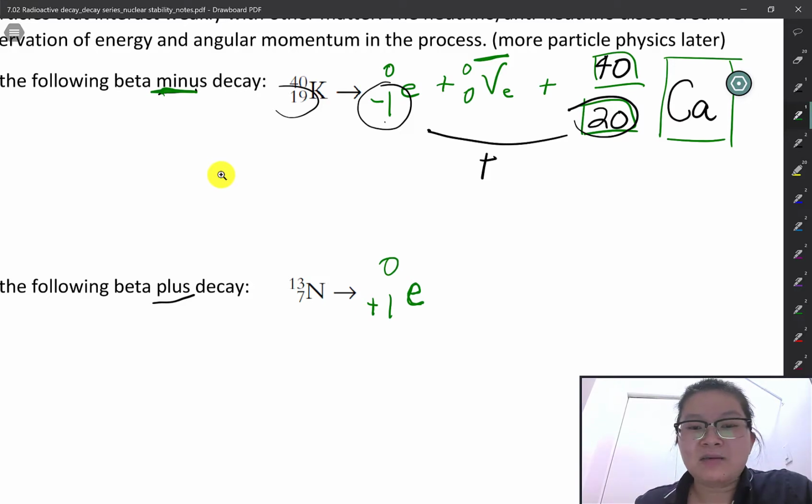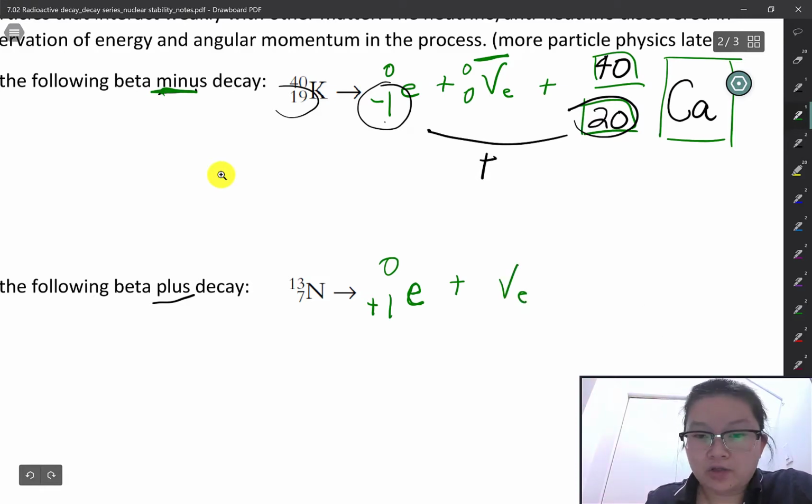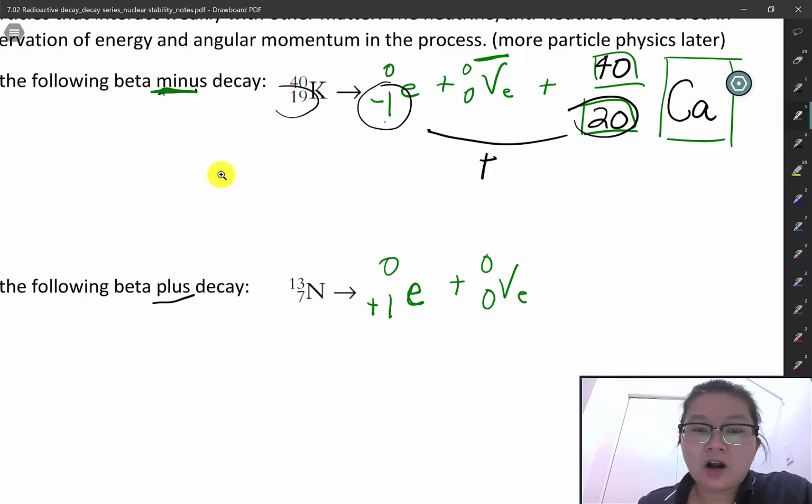More on antimatter later. The other particle that is produced is also a neutrino, but this time it's not an antineutrino, it's just a regular neutrino, which is not going to have any charge, and it's not going to have much significant atomic mass. So again, 0, 0, insignificant in your reaction in terms of determining your remaining atomic mass and the atomic number, but of course necessary for the reaction. So that has to be there.